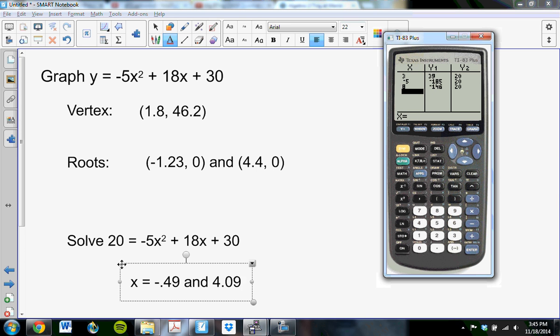And for the record, another way to solve this problem would be to subtract 20 from both sides. So I could clear this, but subtract a 20 from here. Subtracting 20 from both sides gives me 0 equals negative 5x squared plus 18x plus 10. The graph now has been moved down a little bit. Remember, the original one was higher. This one's been moved down 10. Now I could just find the zeros if I wanted to.